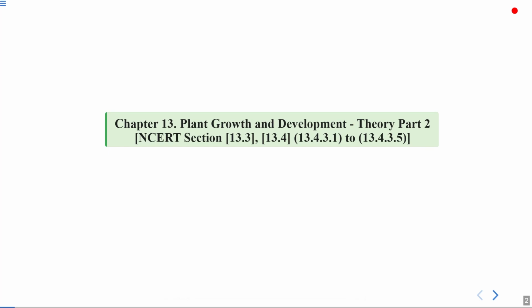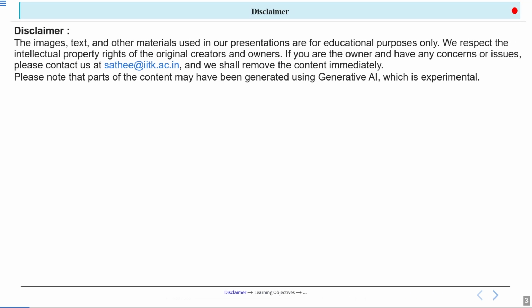Hello everyone. Today we are going to discuss Plant Growth and Development, Chapter Theory Part 2. In this session, we are going to discuss NCERT sections 13.3, 13.4, 13.4.3.1 to 13.4.3.5. So this is our disclaimer.